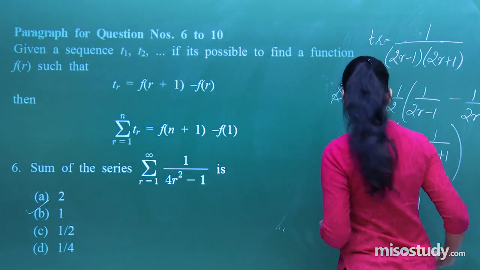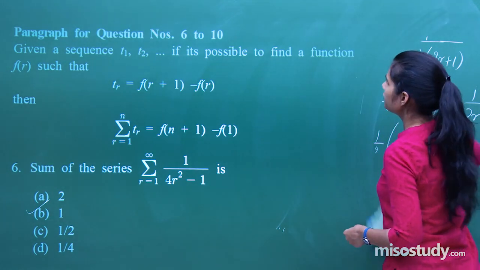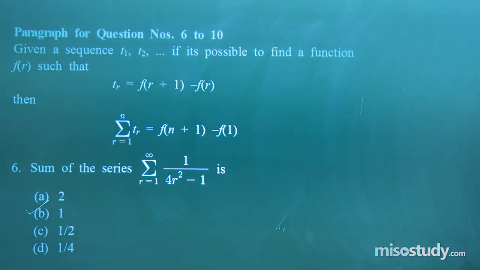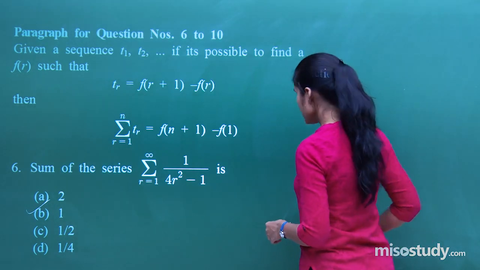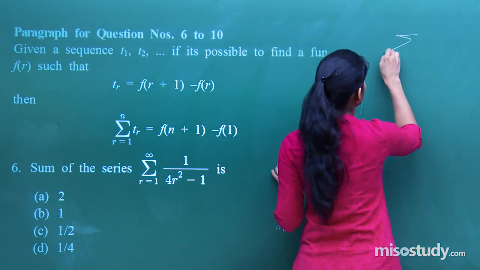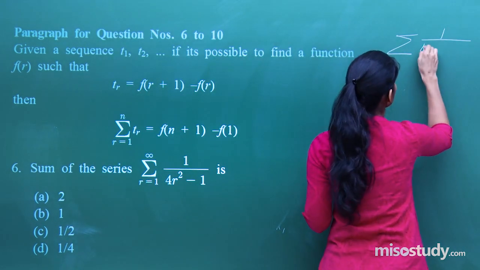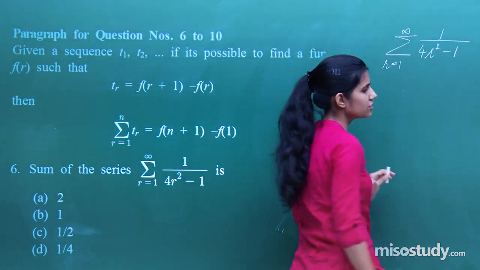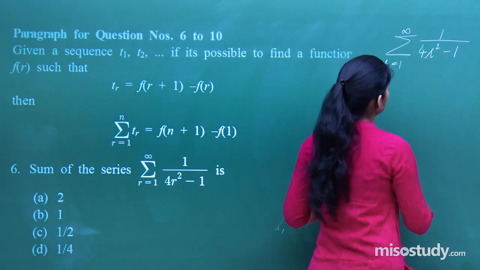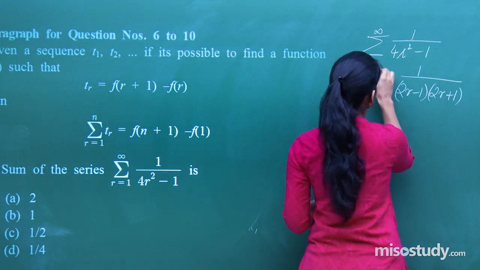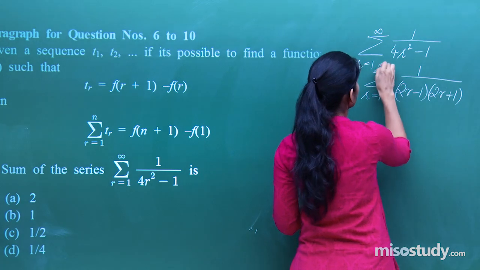You have given a sequence. If it's possible to find a function f of r such that this holds, then this holds. Now, you need to answer some of the particular questions. What are the questions? Let's see. Questions are, what is the sum of this series? Again, it is summation 1 upon 4r square minus 1, r going from 1 to infinity. Now, this is an infinite series. So, this comes out to be very simple. This is 2r minus 1, 2r plus 1, r going from 1 to infinity.